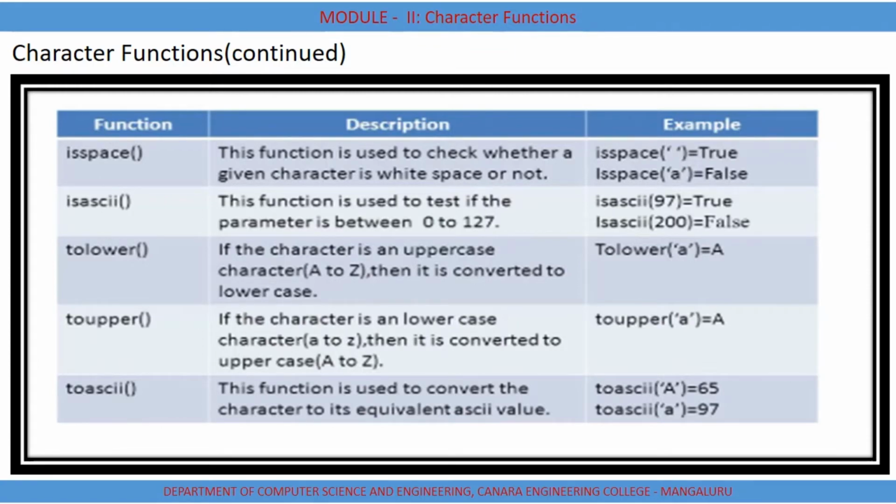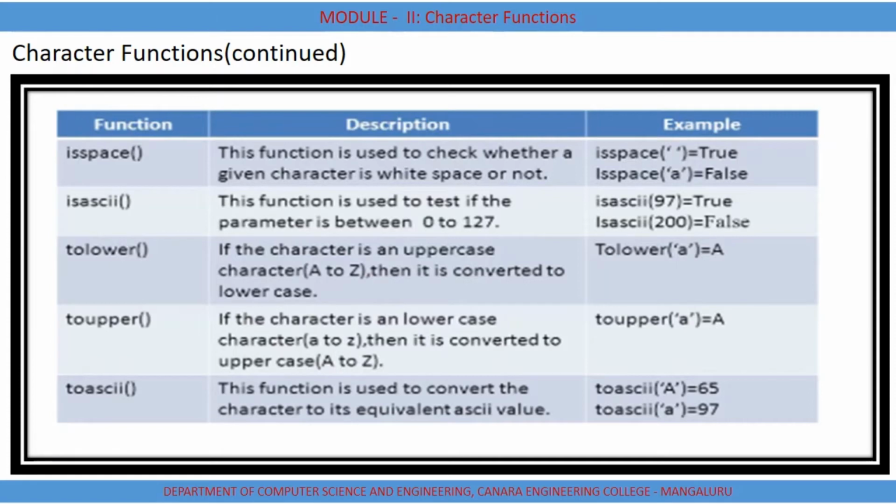Next, tolower. If the character is an uppercase character, that is from A to Z, then it is converted to lowercase. This function does not just test a condition as such; it is used to perform some operation on the character. If you enter an uppercase character, then it will convert it into lowercase. For example, here tolower of 'A', that is, the uppercase letter you have entered, it will convert it into lowercase 'a'.